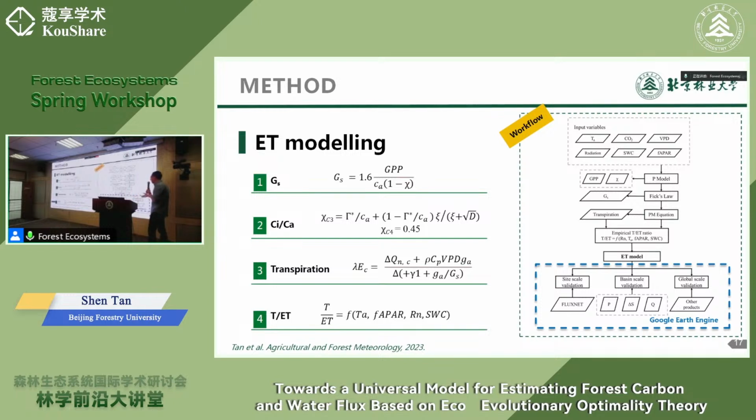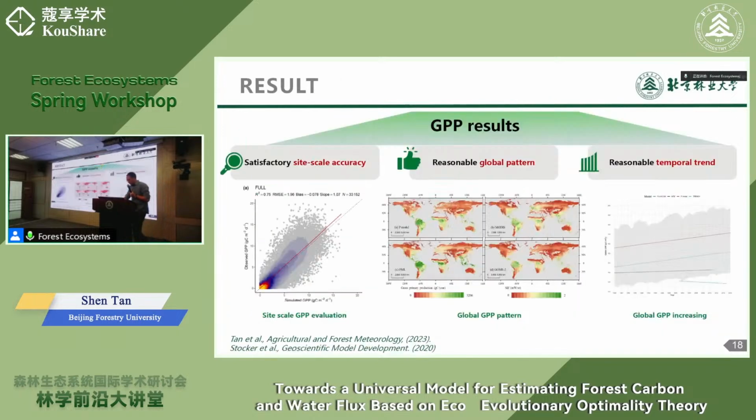And then we can do the evaluation task based on the FluxNet sites. We import over 100 global distributed FluxNet sites to do the site scale evaluation, and then we can do the basin scale evaluation to test if the model has a reasonable performance in spatial extrapolation, and then we can detect the temporal trend of evapotranspiration and the gross primary productivity.